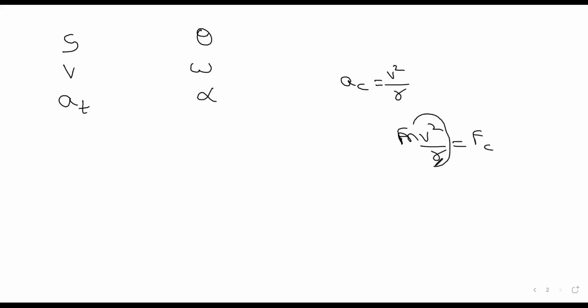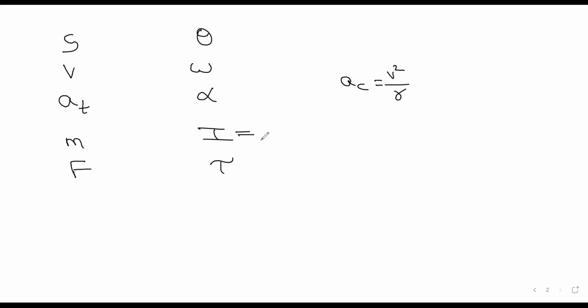Centripetal: v square by r is the acceleration, right? Yes. Now, after this, next, mass is equal to the moment of inertia I. Force is equivalent to torque. Then what is the formula for moment of inertia?